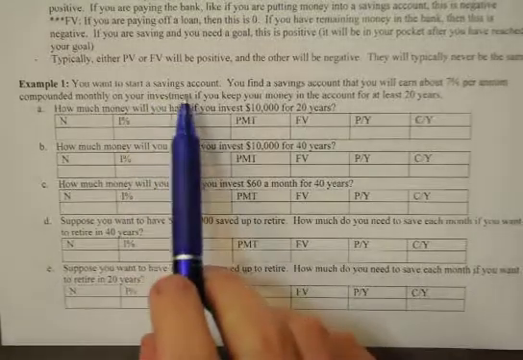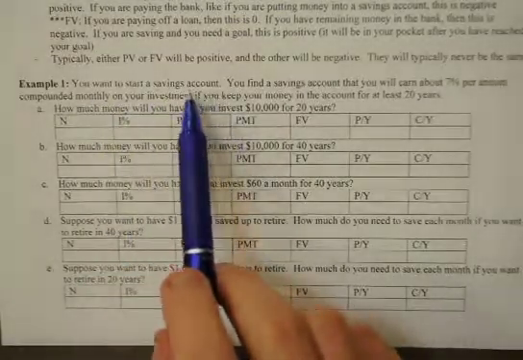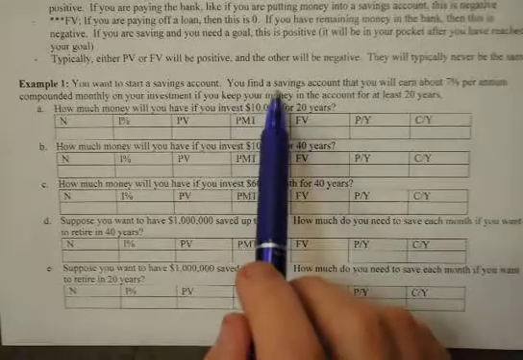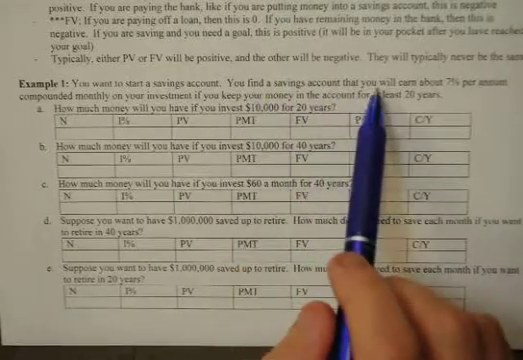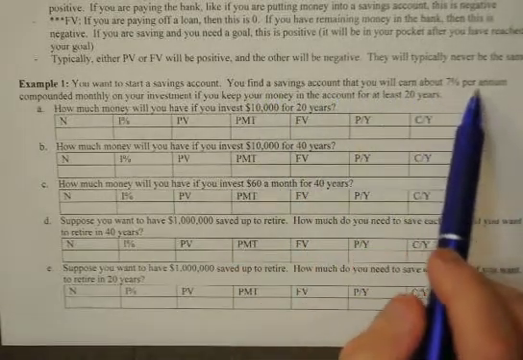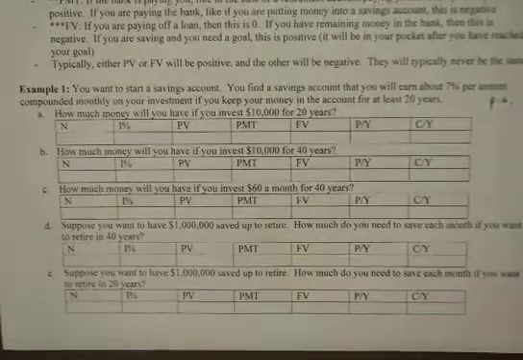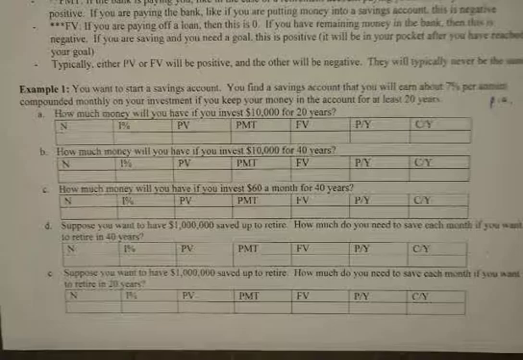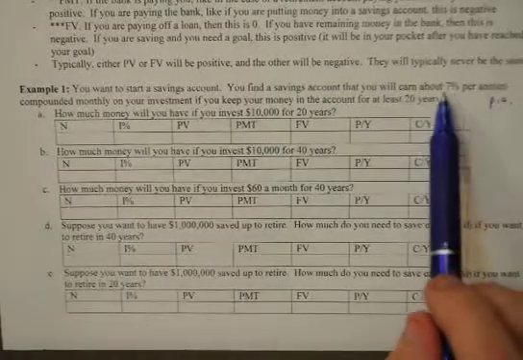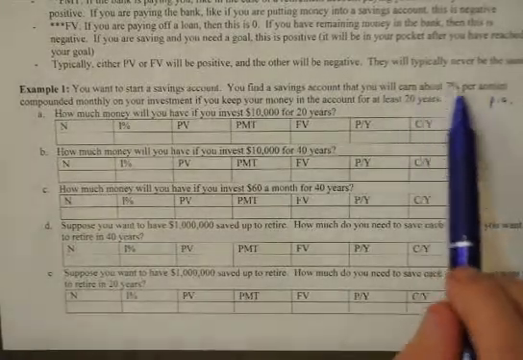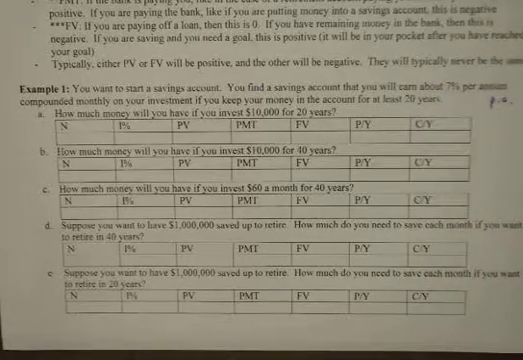All right, so you want to start a savings account. You find a savings account that will earn you 7% per annum. You might see that as PA. That means per annum. You'll see that on your homework. And that's pretty reasonable in the long run to get 7%, even up to 10%, depending on how you invest.